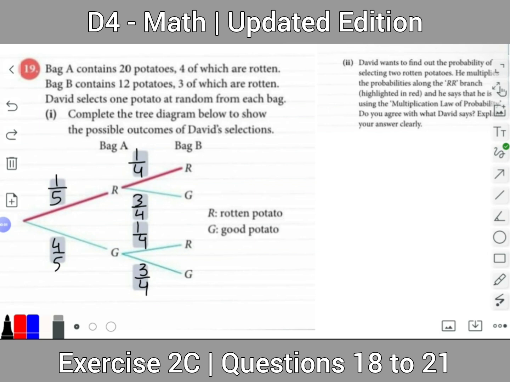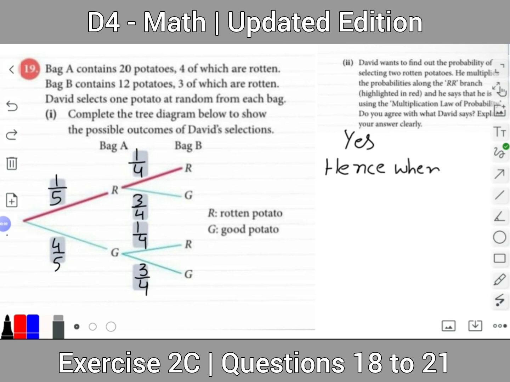Now in the part 2, David wants to find out the probability of selecting 2 rotten potatoes. He multiplies the probabilities along the RR branch highlighted in red, and he says that he is using the multiplication law of probability. Do you agree with what David says? Explain your answer clearly. So the answer is yes. Both events of selecting a potato from each bag are independent of each other, because drawing a rotten potato from bag A does not affect the chance of drawing a rotten potato from bag B.